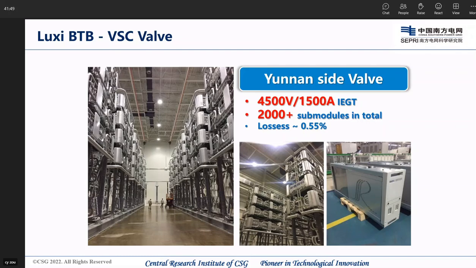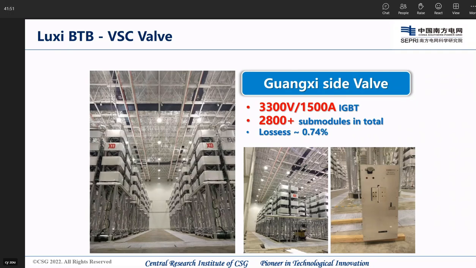This is the Guangxi side converter. The 3.3 kilovolt, 1.5 kiloamp IGBT is used. The power loss is about 0.74%. It is higher than the Yunnan side for 2 reasons. The first is that the IEGT used in the project has better performance. The other is that the loss in the receiving end is usually bigger than the sending terminal.